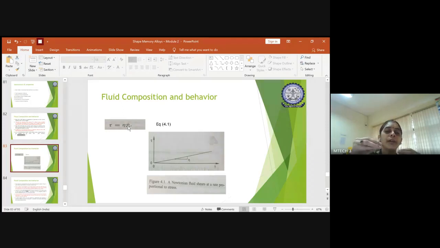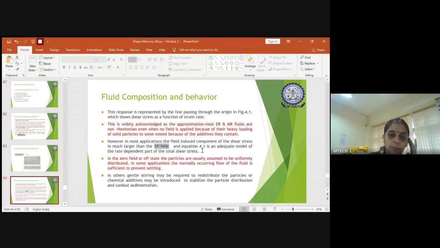But in actual experimentation, or if you are running a smart fluid device using either ER or MR fluid, the value of the shear stress or shear strain we get will always be more than the theoretical value we calculate based on the mathematical modeling. So this is the thing which has been explained here.